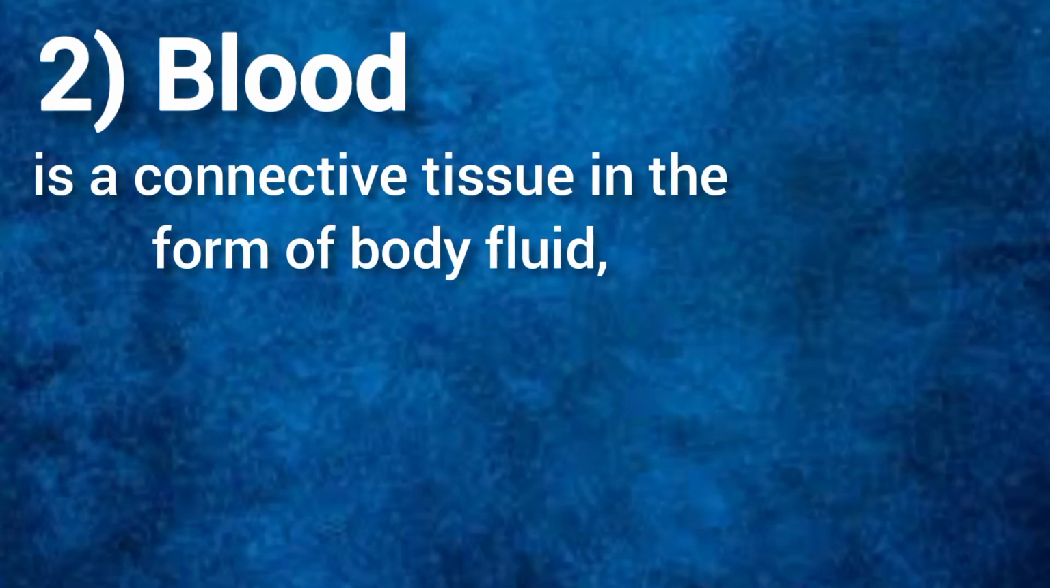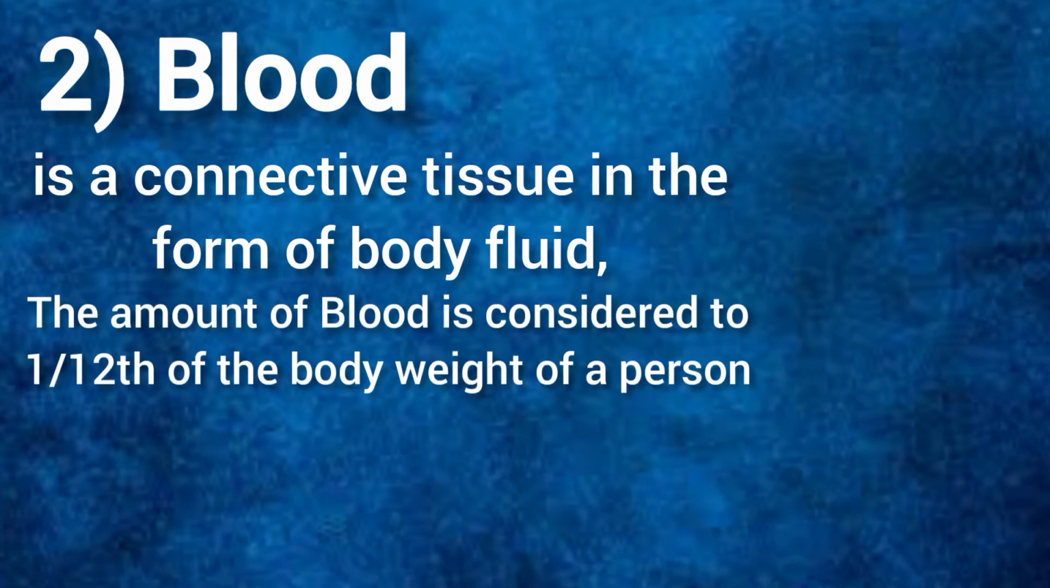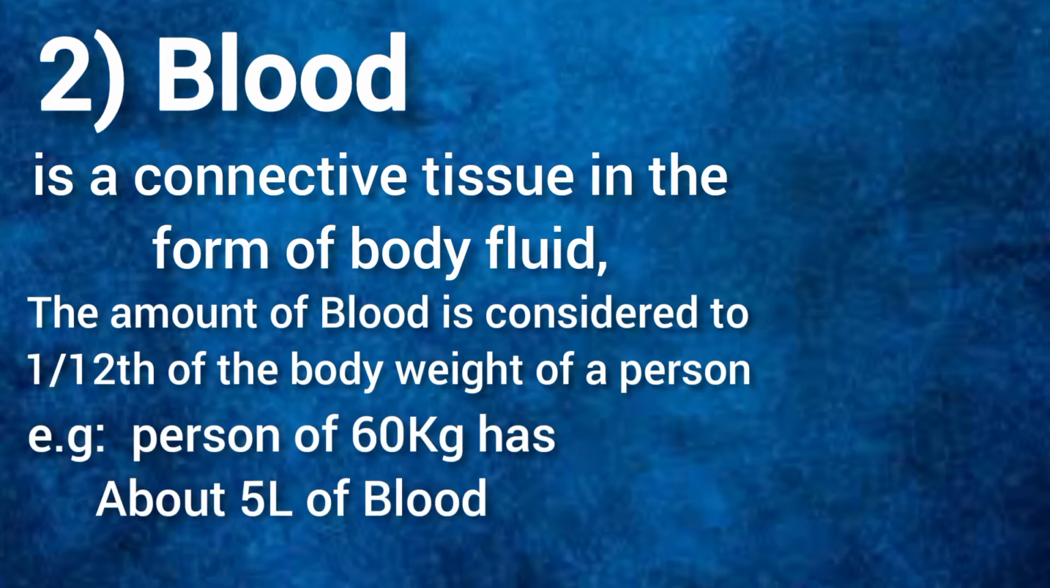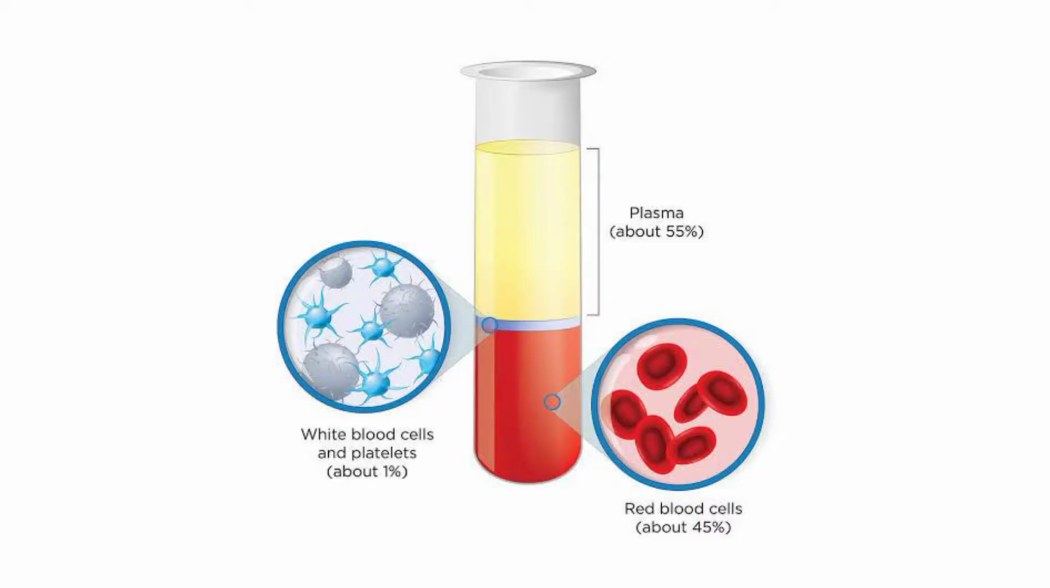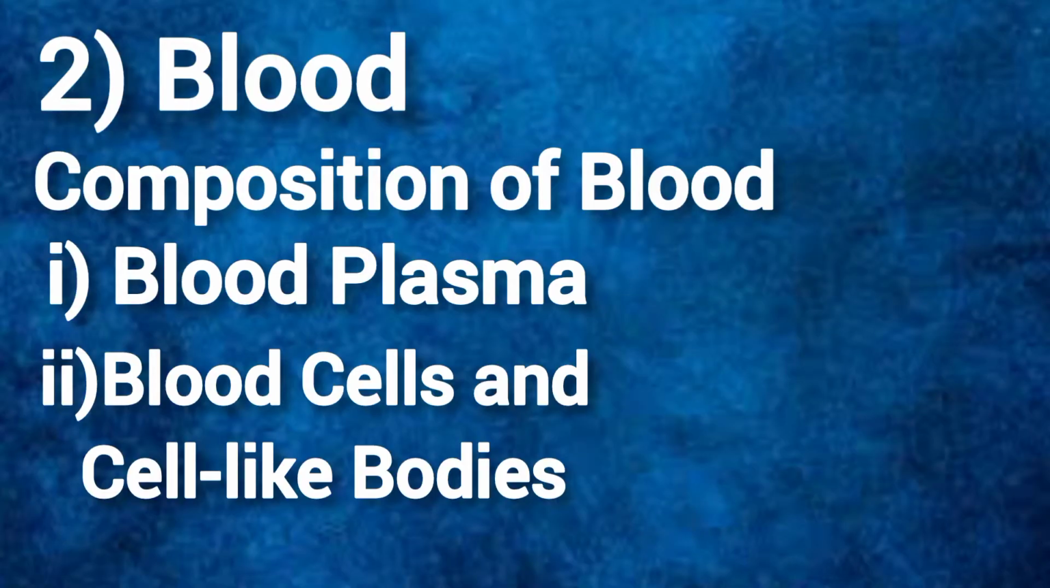Blood is a connective tissue in the form of body fluid. It is considered to be 1/12th of the total body weight of a human being. For example, a person of 60 kg has 5 liters of blood. Now let's talk about the composition of blood. Blood is composed of two things: blood plasma, and blood cells and cell-like bodies.